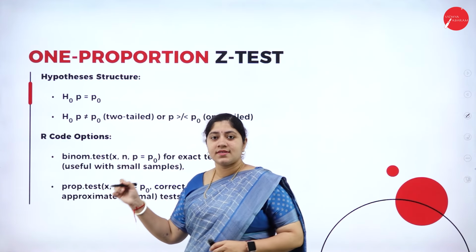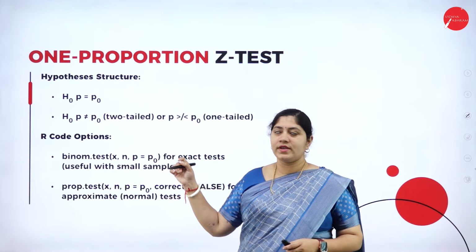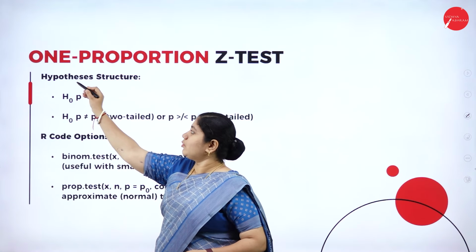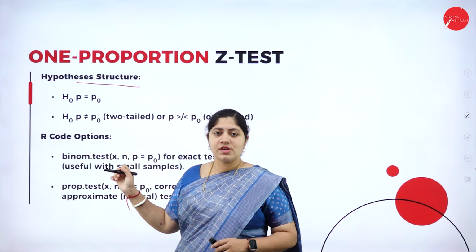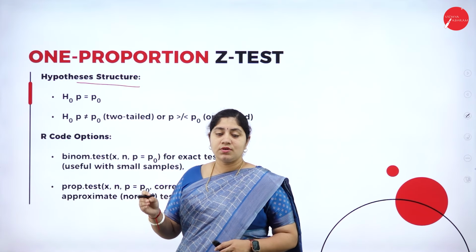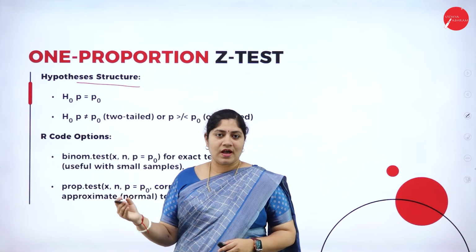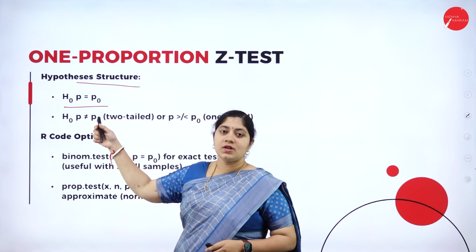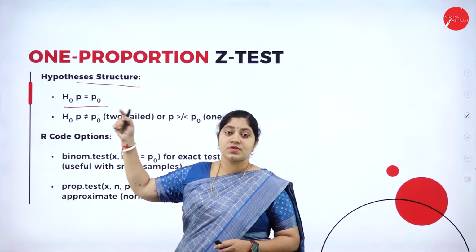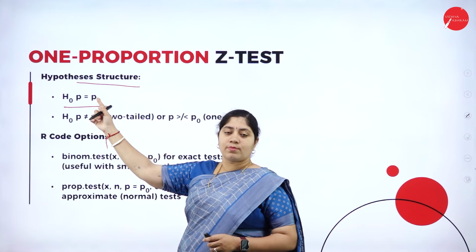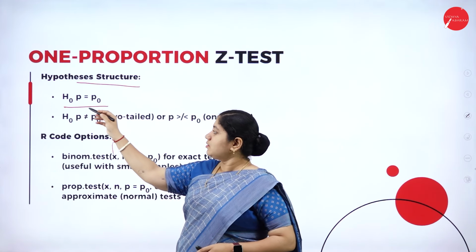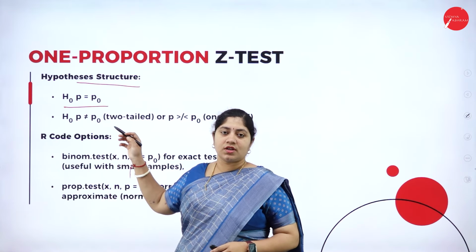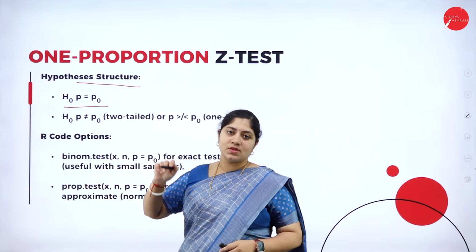Up next, let's learn in depth what the one proportion Z test is. Alright, so let's start with the hypothesis structure, because it is a constant structure which is considered in order to compare with our observed values. The first one is H0: P equals P0, the hypothesized constant value.